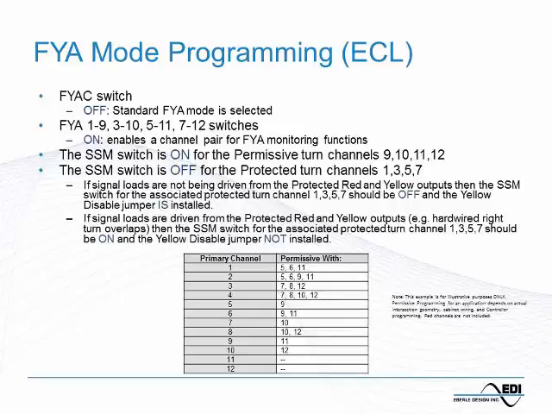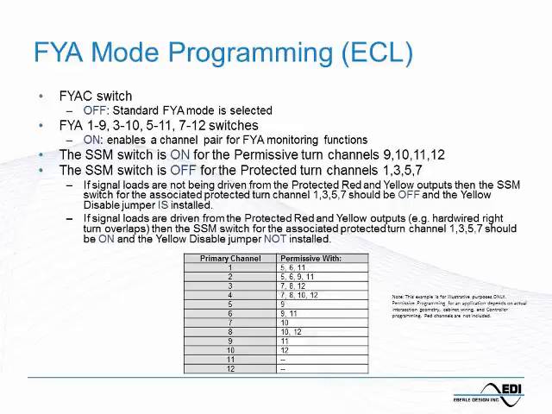Now the protected turn channels, 1, 3, 5, and 7, are a little different. Normally, the SSM switch is left in the off position for the protected turn channels, 1, 3, 5, and 7. The case where we want to do some programming for those channels is if we have signal lamps connected to the red and yellow of the protected turn channel, then we want to monitor that channel appropriately. We might want to do this if we have a hardwired right turn overlap.